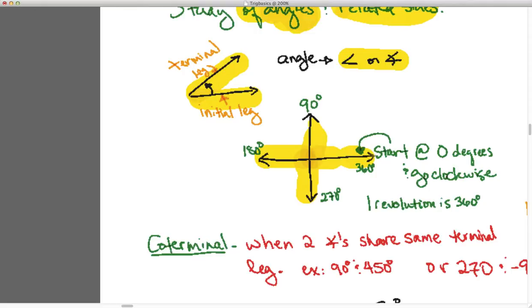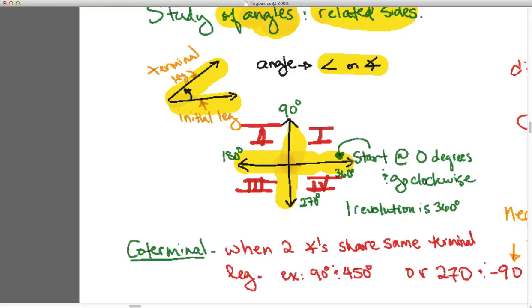The first quadrant is here, quadrant 2, quadrant 3, quadrant 4, and we are going to go clockwise whenever we're doing positive angles, and then counterclockwise when we're doing negative angles.